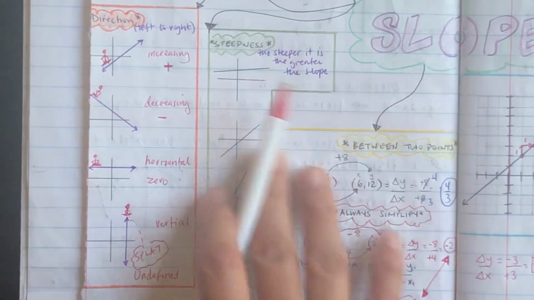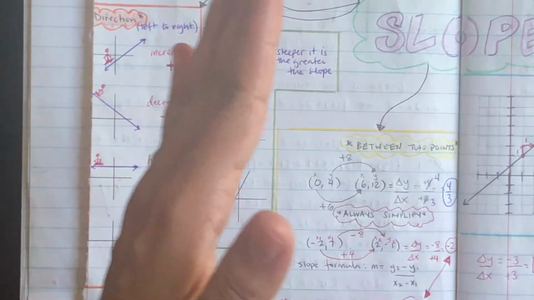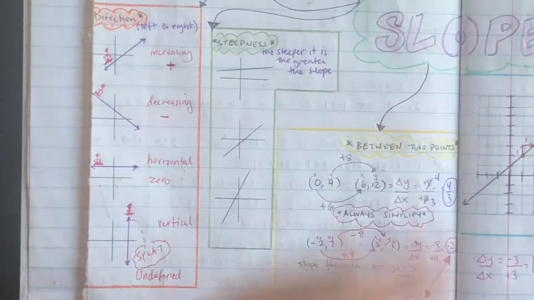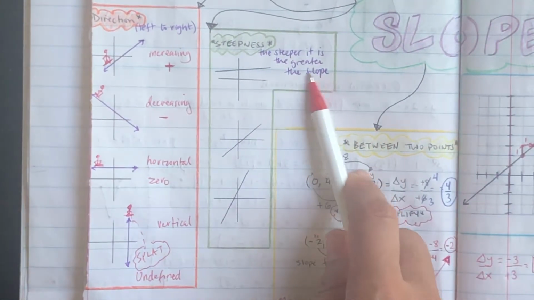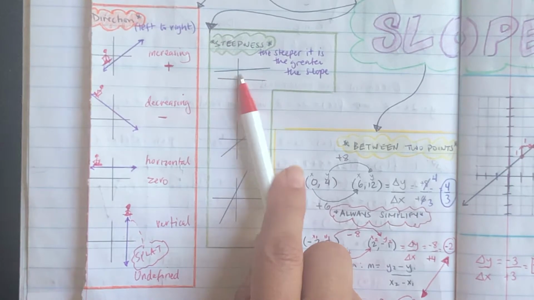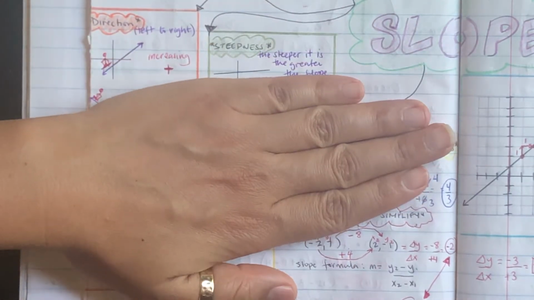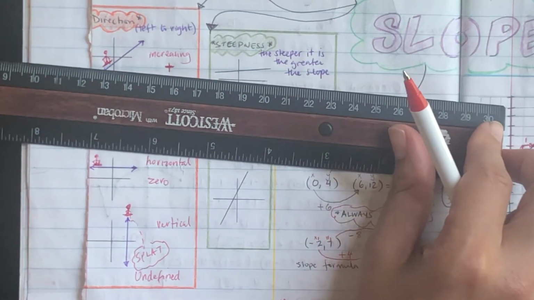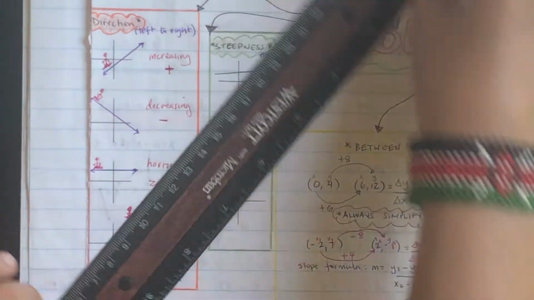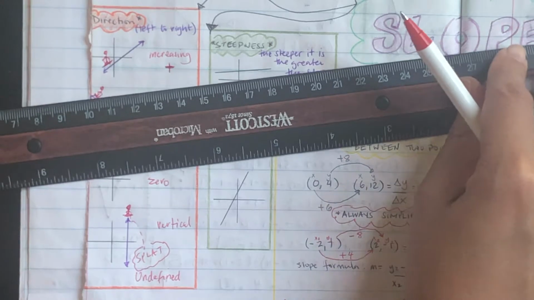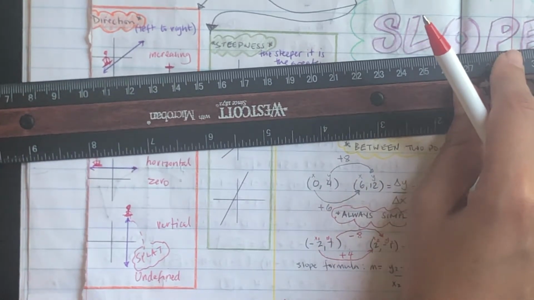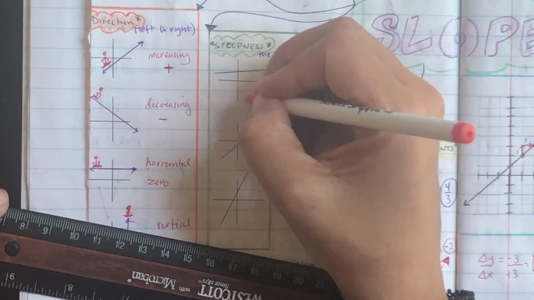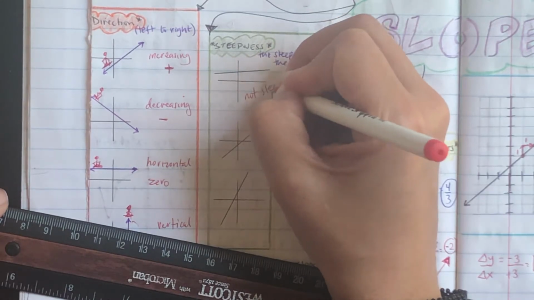Okay, all right, let's take a look at steepness. Steepness is just how flat or how vertical a line is. The steeper it is, the greater the slope. So if you look at this line right here, I'll just use a ruler. The more horizontal, the flatter; the more vertical, the steeper. So right now, is it very steep? No. So we're going to say this is not steep.